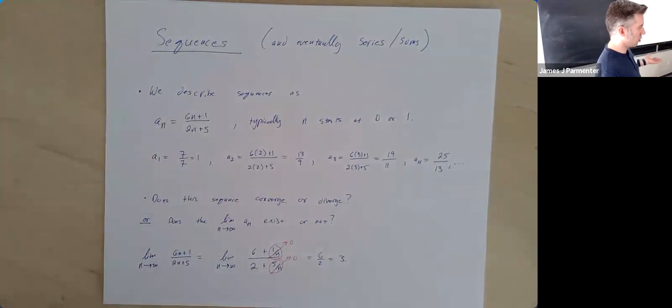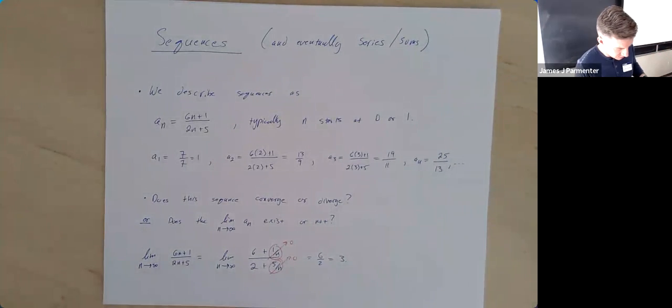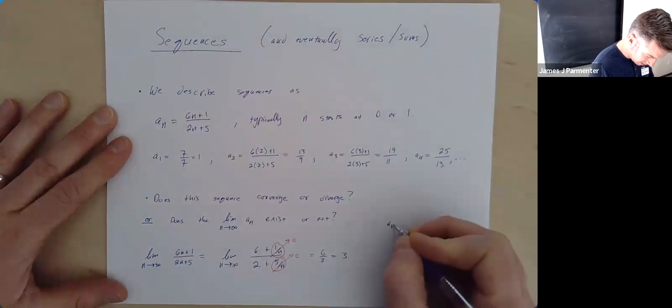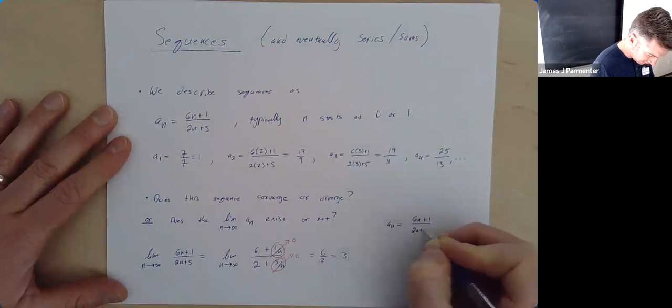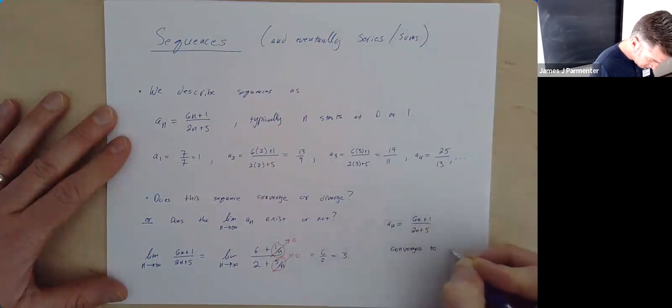Or we could have used the shortcut where, since the degrees are the same, we can just use the quotient of leading coefficients, which is totally fine to use, but it's good to remember this as well. So we would say the sequence a sub n equal to 6n plus 1 over 2n plus 5 converges to 3.